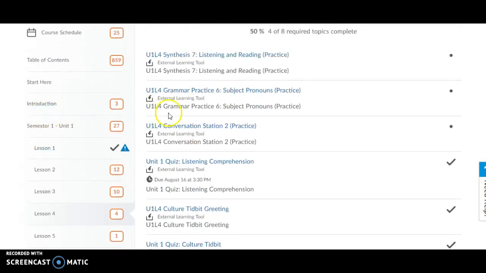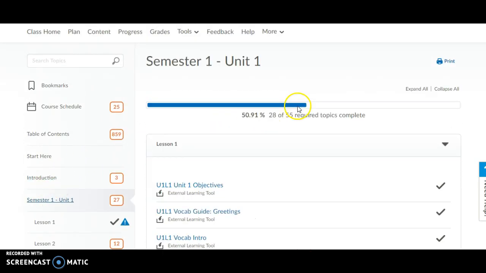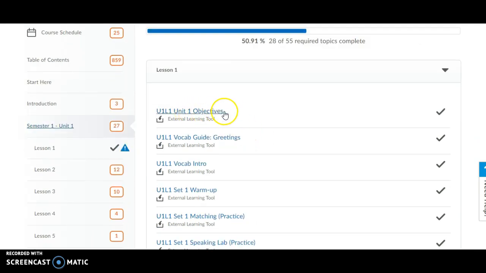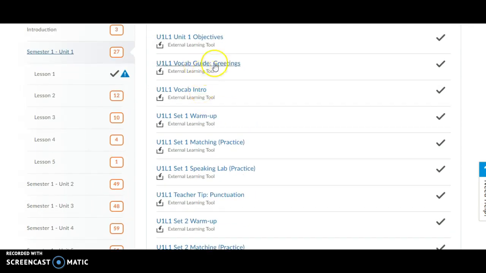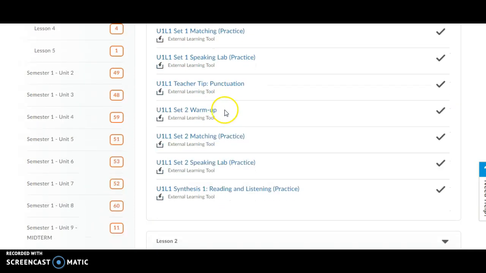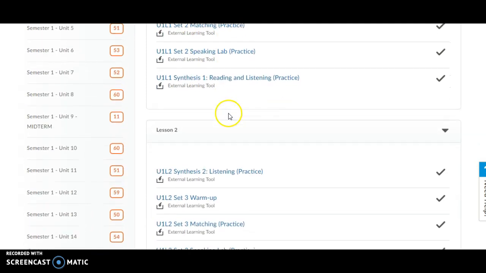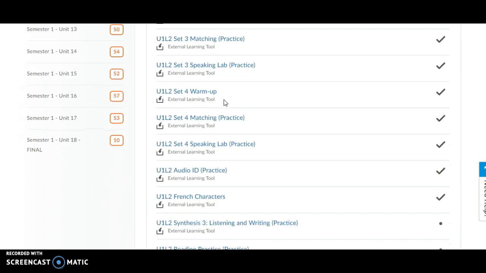Lesson 1 is usually just a lot of practice. Let me click on Semester 1 so you can see from the beginning. In Semester 1, Unit 1, you start with objectives, and your vocabulary list is right there. It's always going to be in Lesson 1. You have some practice. It looks like a lot, but it really is not that much. You can read through them, practice them, click on everything. There's always directions on how to do everything.